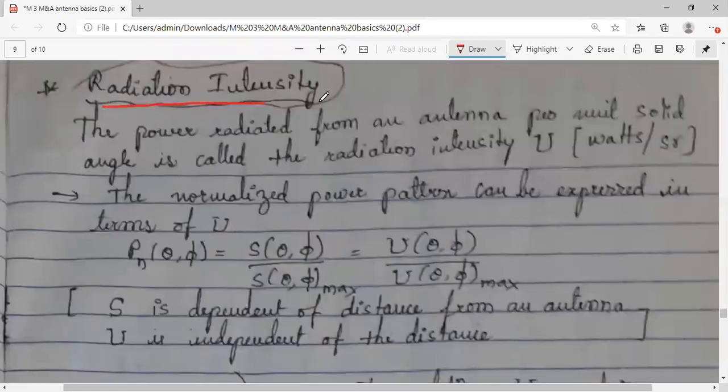Now coming to the next parameter, already we have completed power density, P or S. We have seen what are the patterns. Then we have seen what is beam area, omega A, right? So moving on to the next antenna parameter, radiation intensity.